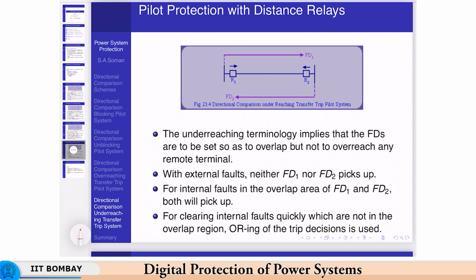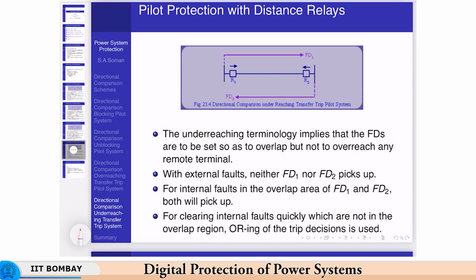So, here instead of an AND, the trip modes are ORed, a logical OR is done. If either FD1 or FD2 picks up, then the trip is initiated. Inside the overlap area, both FD1 and FD2 will pick up. Outside of the overlap area, either FD1 or FD2 will pick up, I mean, in the primary zone itself.